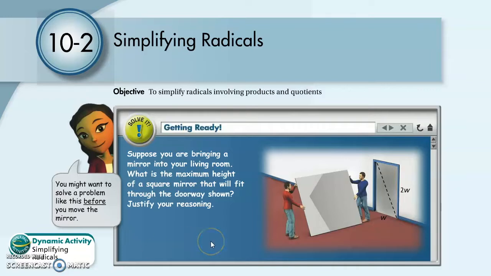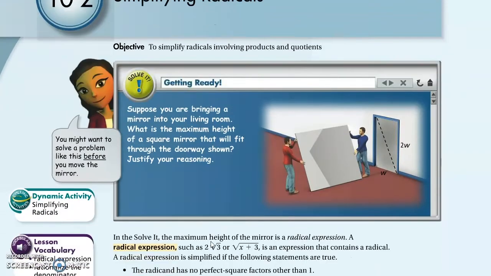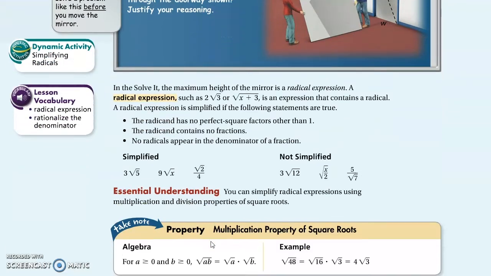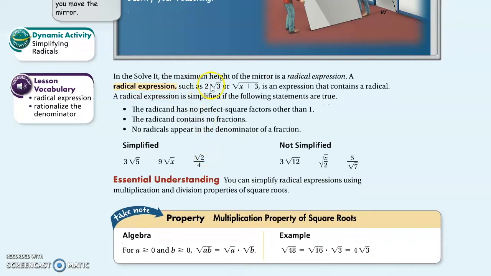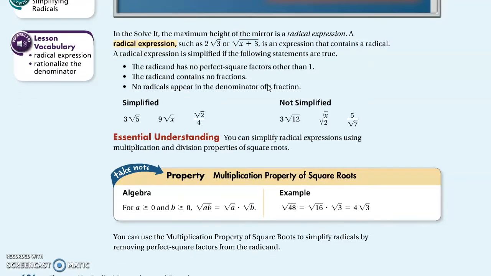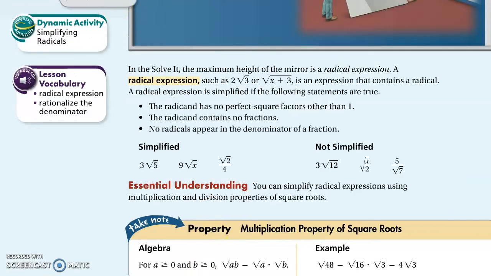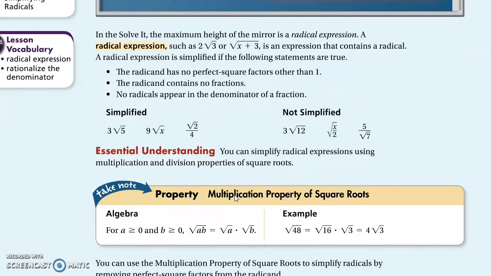So before we can talk about how to simplify a radical, we have to remind ourselves what exactly a radical is. A radical expression is any expression that has a radical symbol. This one in particular is called a square root symbol, which you're probably familiar with. But we need to talk about what makes them simplified and what makes them not so simplified. So here are some examples of simplified radicals and some not simplified radicals. And there are three main rules that tell us whether or not they are simplified. All right, the first rule is the radicand.